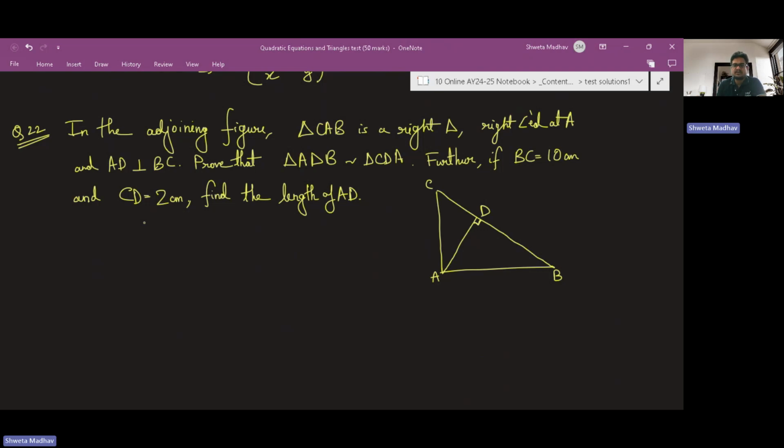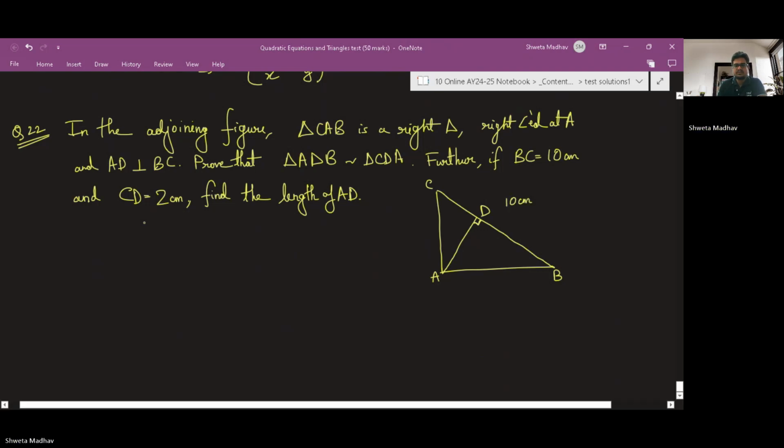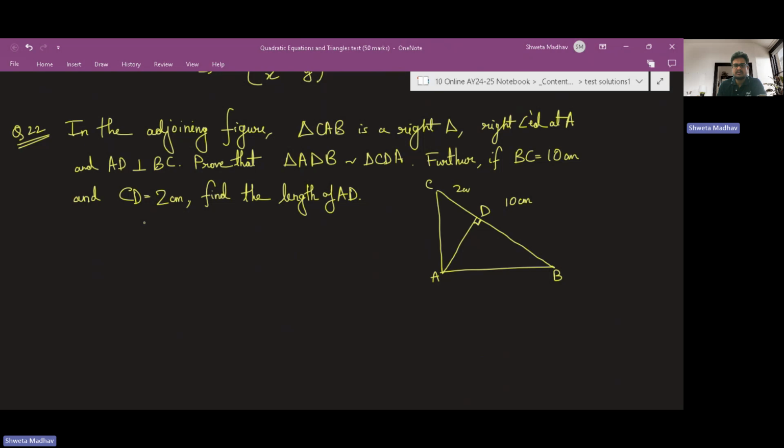Further, if BC is 10 centimeter, CD is 2 centimeter, then find the length of AD. The length of AD I have to find out.